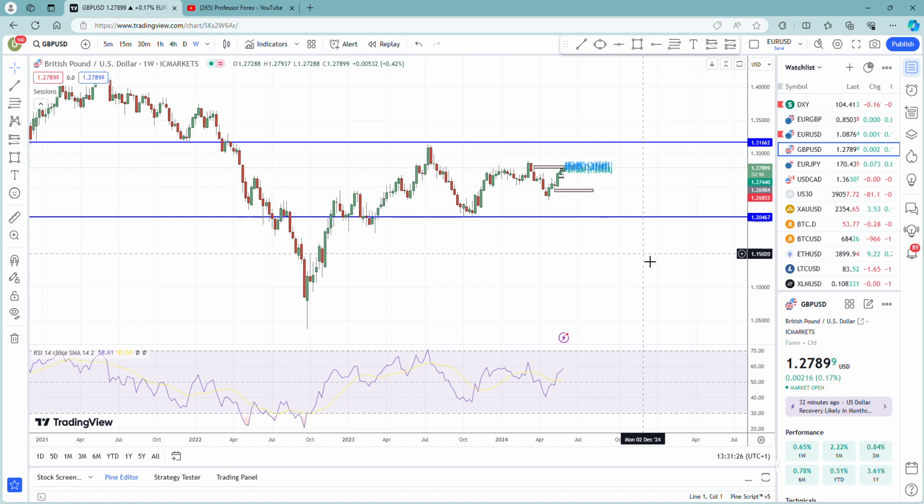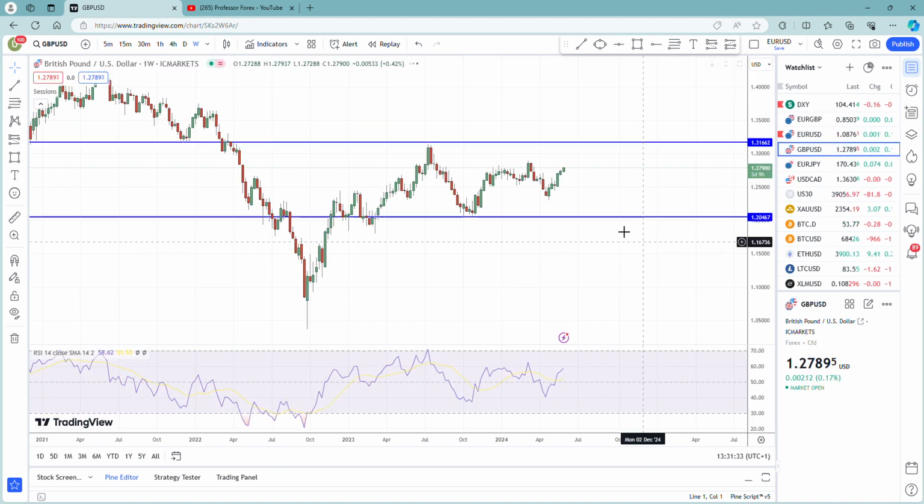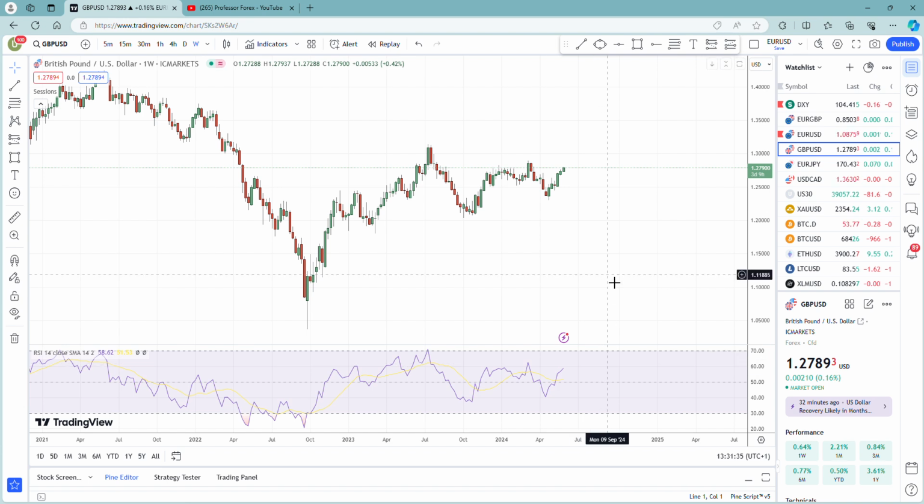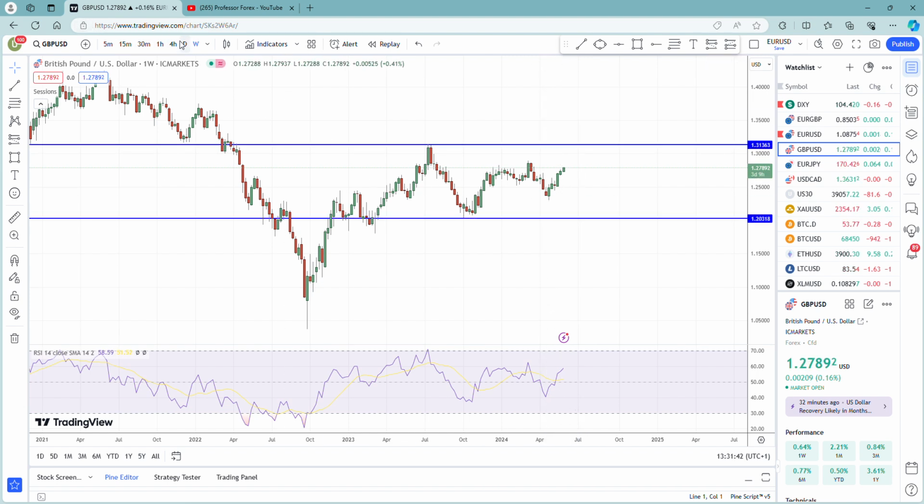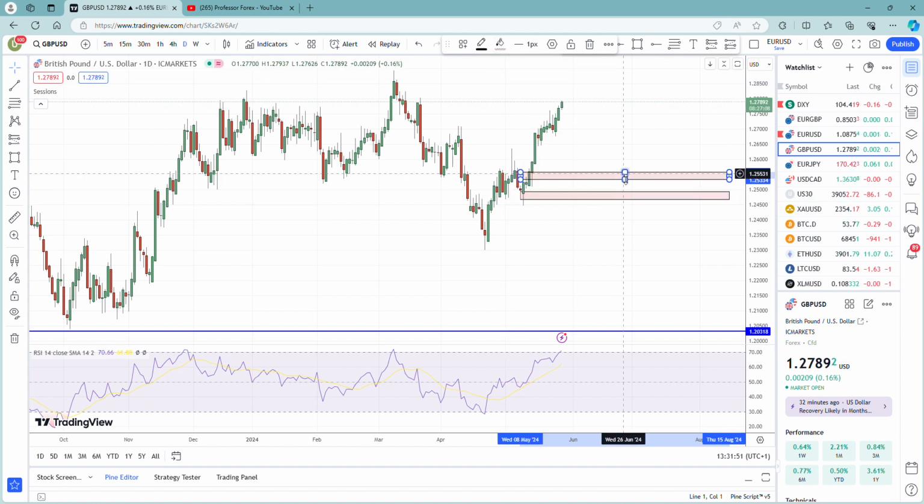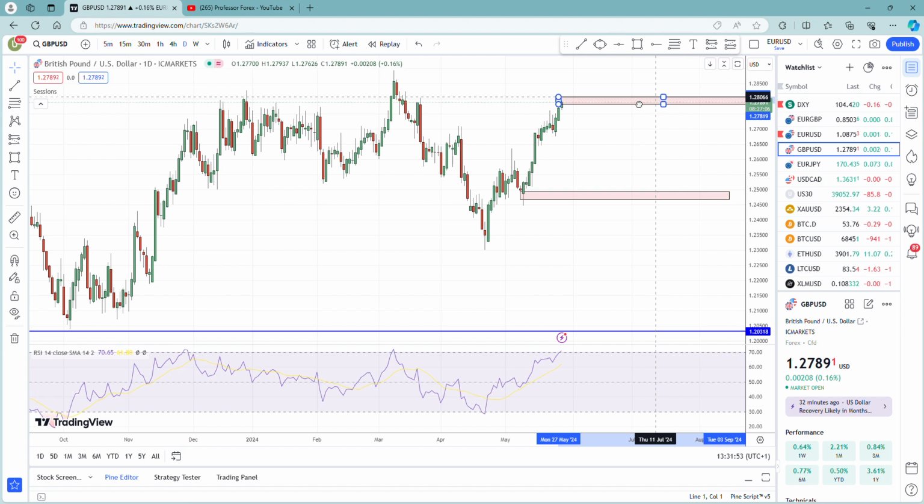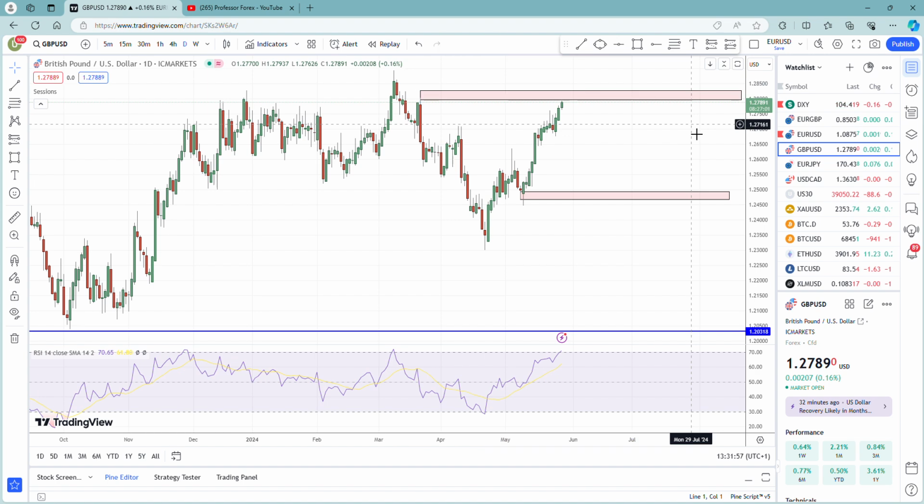So we'll start on the weekly time frame. Always start on the weekly. This is DXY, sorry, we're looking at GBPUSD now. So remember, you always start with support and resistance. It's high or low there, so I'm marking as support. Where's your resistance? Potentially here.